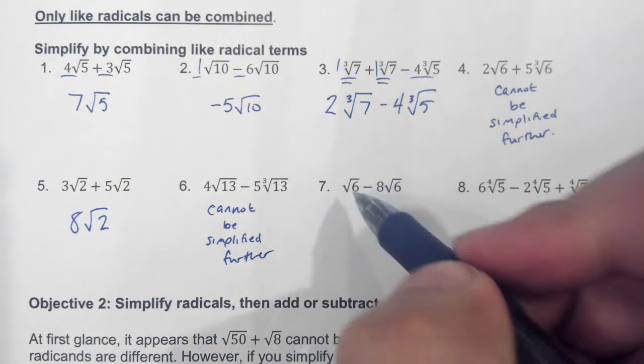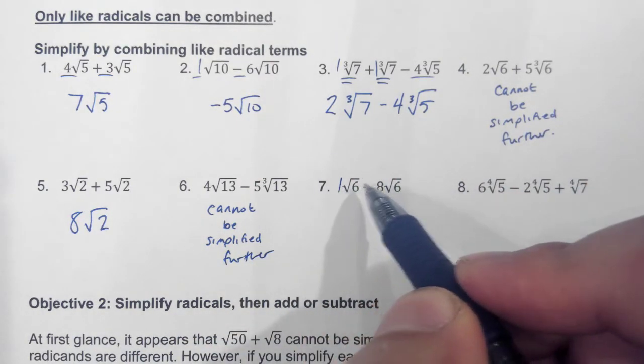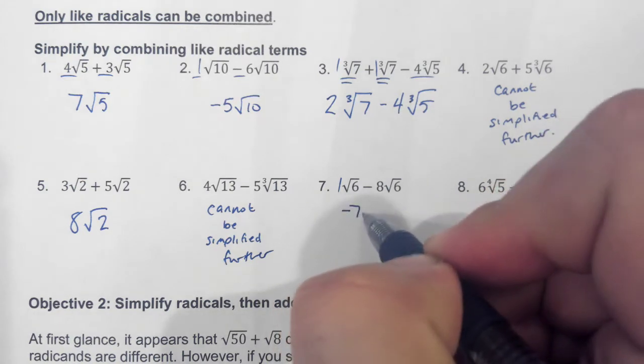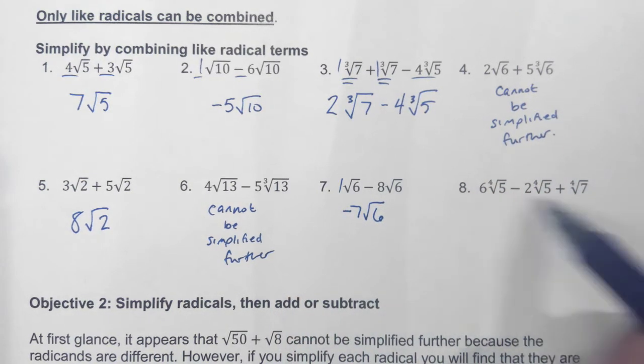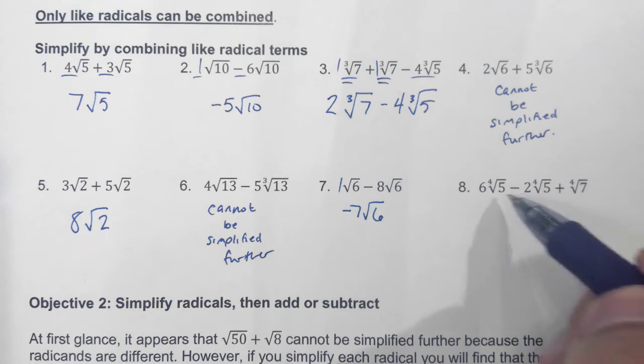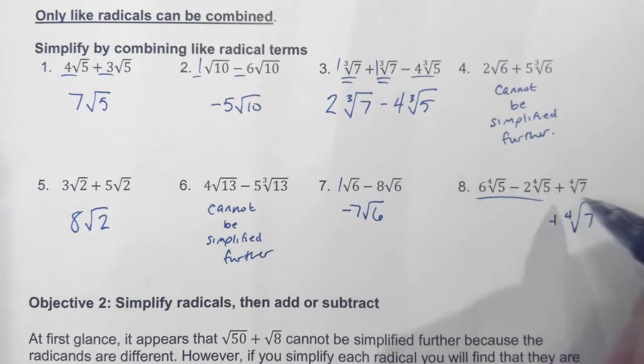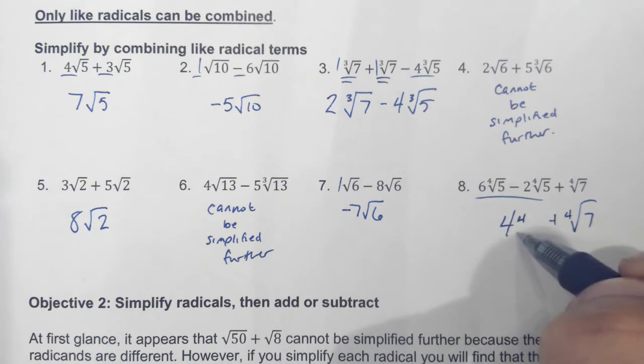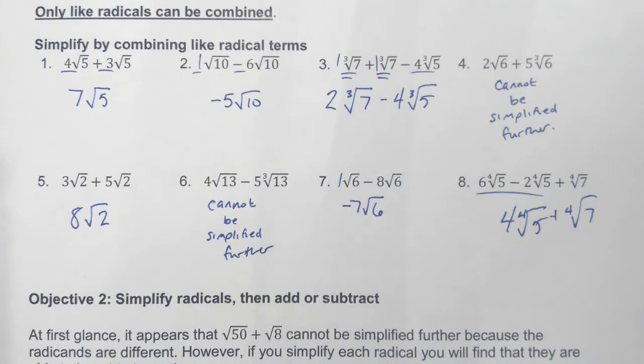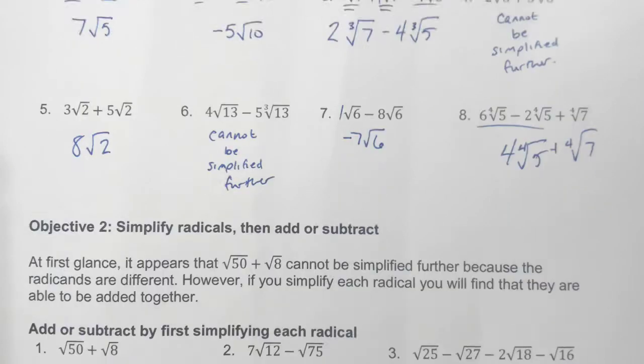On 7, put the understood 1 out front. 1 square root of 6 minus 8 square root of 6 is negative 7 square root of 6. And then on 8, these first two are alike. The second one is not, so it's going to be rewritten. 6 minus 2 is 4. So you get 4 fourth roots of 5 plus the fourth root of 7. Let me know how you did, and you can comment below.